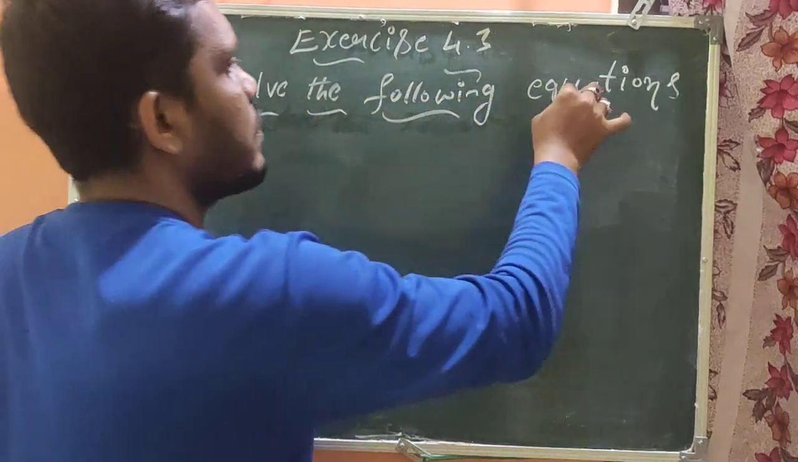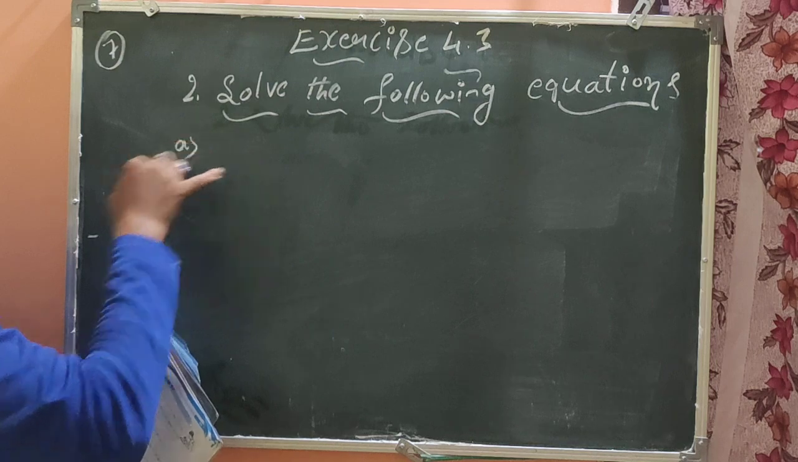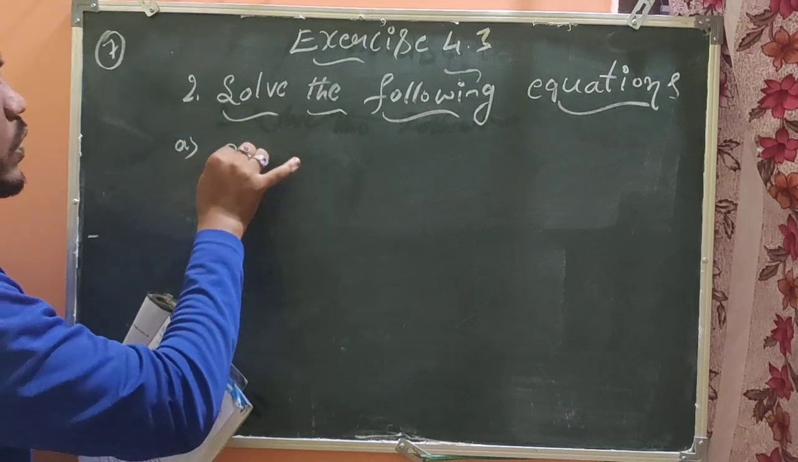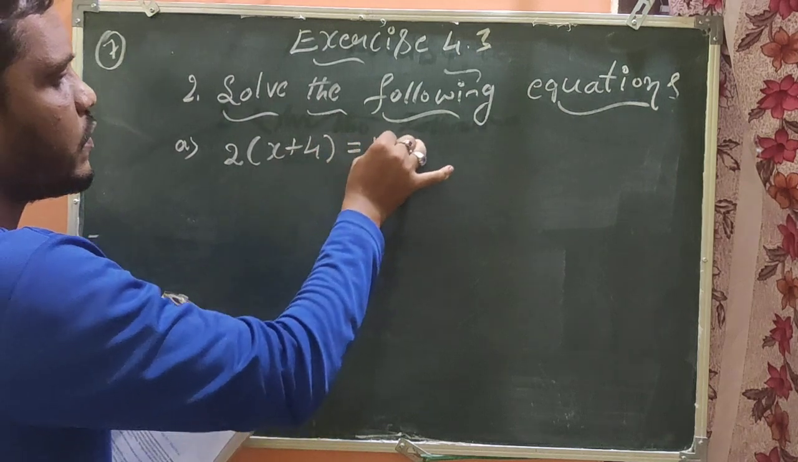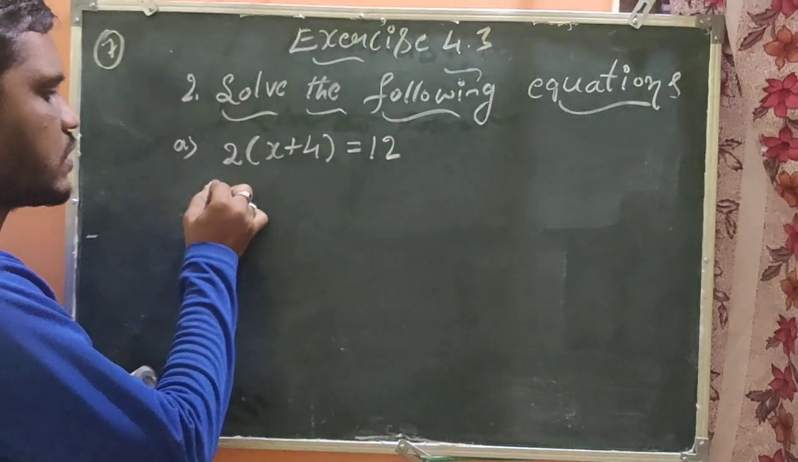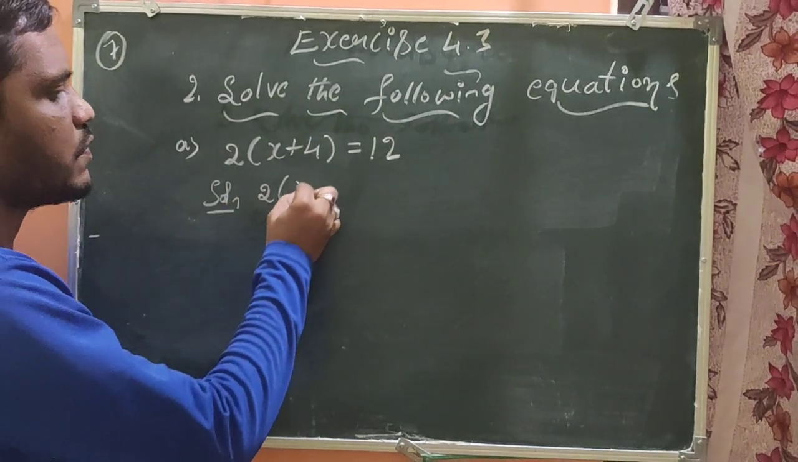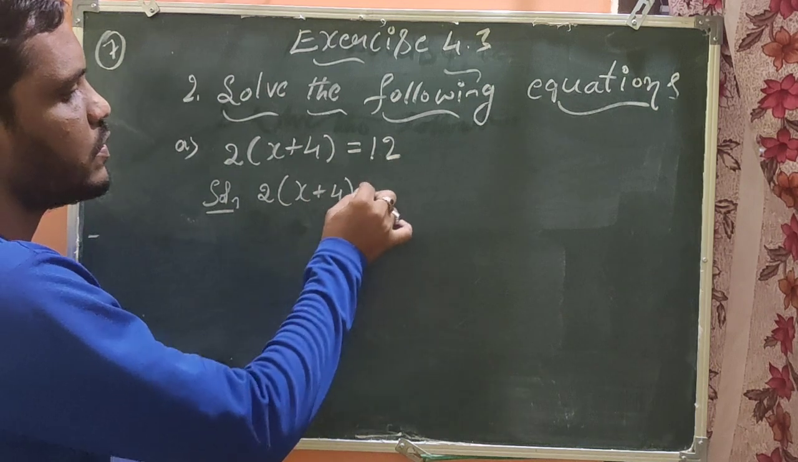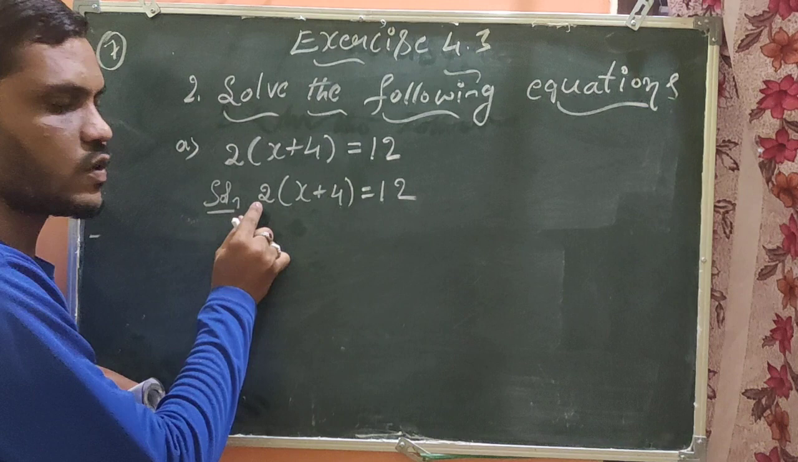Solve the following equations. In that one, I will take the first one, that is 2 times of x plus 4 is equal to 12. So for this one, write solution. 2 times of x plus 4 is equal to 12. So bracket means this belongs to one term and this is one term.